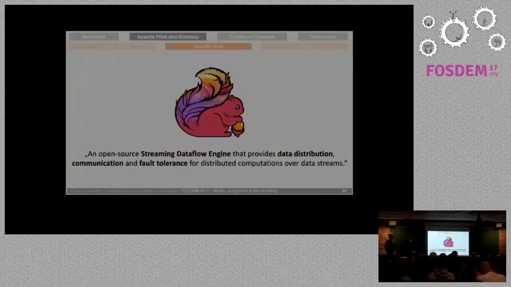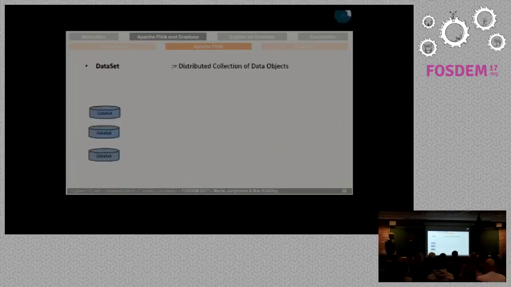But for those who don't know what Flink is, on the website they quote, it's an open source streaming data flow engine, and it provides to you data distribution, communication, and fault tolerance. So all the hard parts of parallel and distributed programming are handled by this system. It does this really nicely, especially for the streaming use case, but it also has a batch component, which we are currently building on.